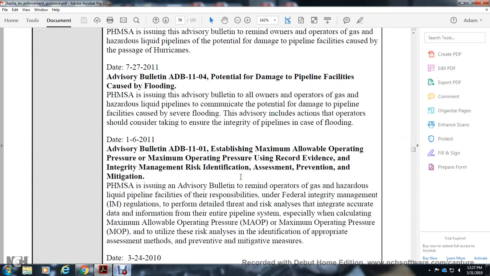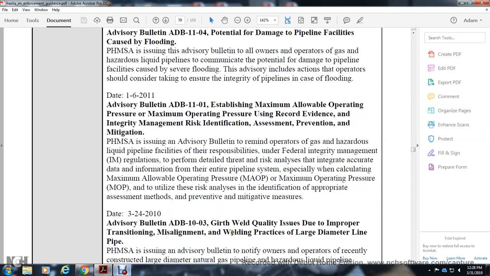Advisory bulletin: establishing maximum allowable operating pressure using reliable records, integrity management, risk identification, assessment, prevention, and mitigation. PHMSA is issuing the advisory bulletin to remind operators of gas and hazardous liquid pipeline facilities of their responsibility under federal integrity management regulations to perform detailed risk analysis and integrate adequate data and information for the entire pipeline system, as well as to calculate the maximum operating pressure for use in risk analysis, application of appropriate assessment methods, and preventive and mitigative measures.